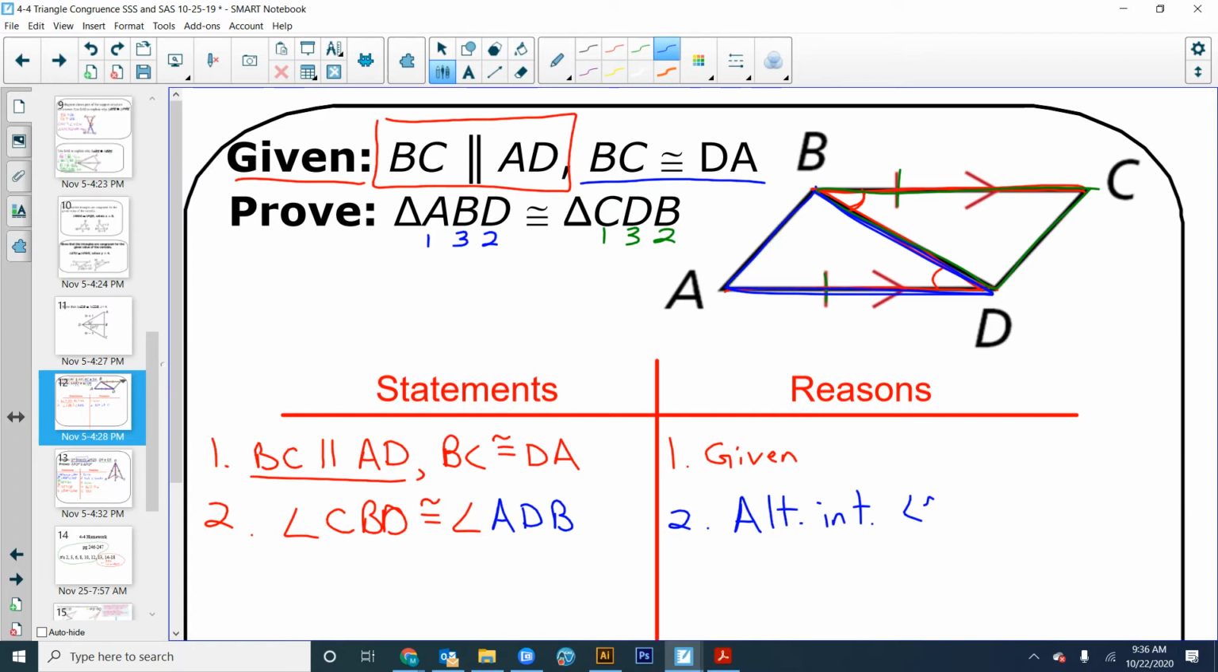Something I like to do, and I kind of recommend you guys do it as well. Do you know how we're going towards SAS or SSS? As soon as you have a pair of angles or a pair of sides, I start to label them. So do you see how up here in the given, this is a pair of sides? So I put an S and I circle it, that I have a pair of sides. Do you see how in step 2, that was a pair of angles that were congruent? And that reminds me that I have one more piece of information left to write.